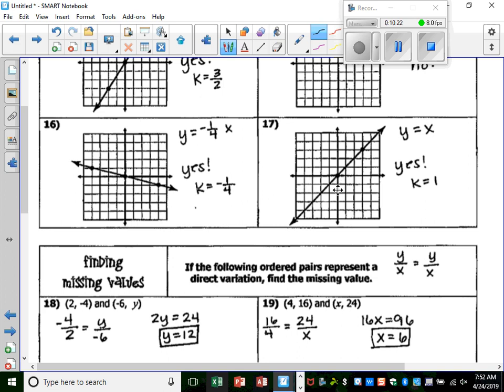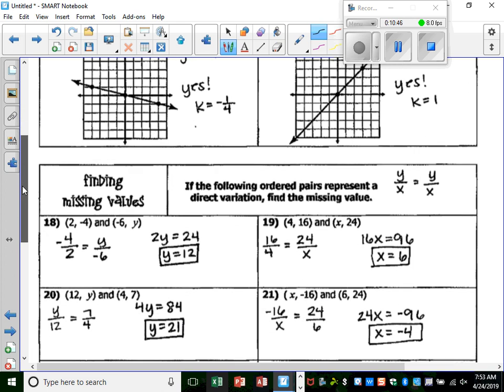This is also direct variation. It's passing through the origin. And you can do your slope here. Okay, 3 and 3. So that equals 1. y equals 1x or just x. We don't actually write the 1. Any questions on those? All right.